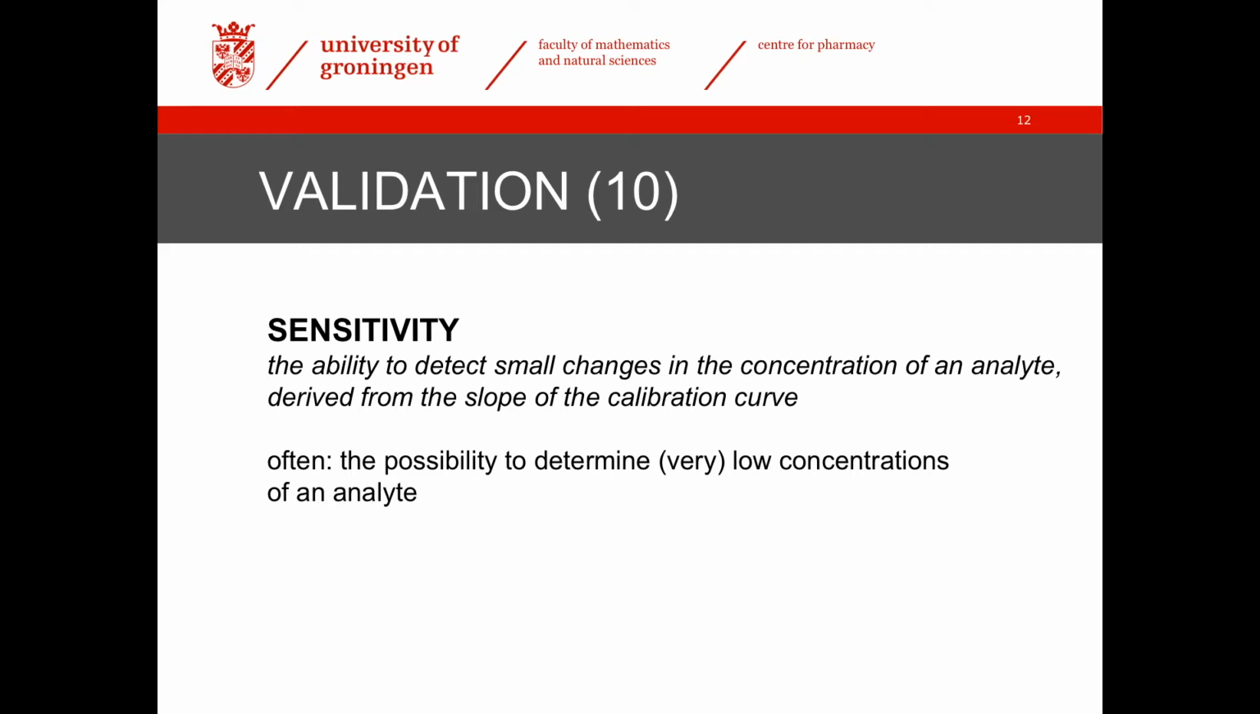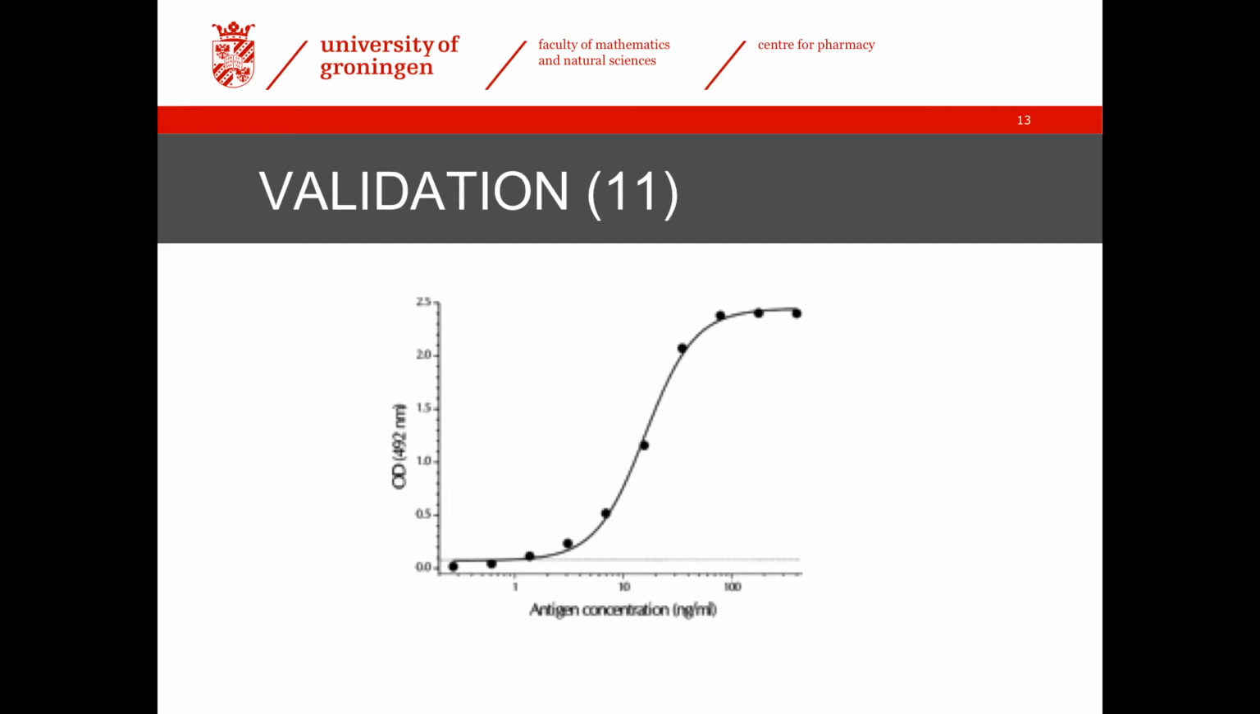With sensitivity, many people refer to the potential of a method to determine very low concentrations, but its actual meaning is the ability to detect small changes in analyte concentration. Steep calibration curves mean a high sensitivity. In this ELISA curve, the steepest middle part represents the most sensitive concentration range. In the outer parts, the same change in concentration gives much less difference in response. So these are the insensitive parts of the curve.